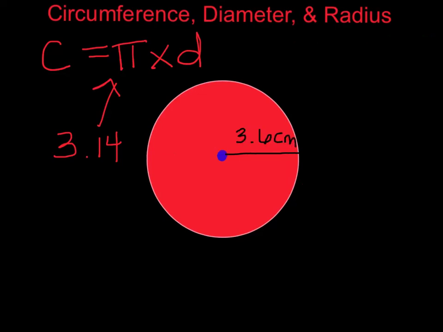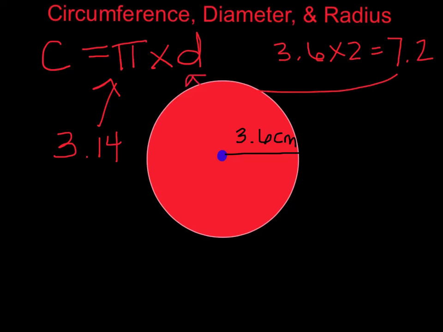Now let's try another problem where I'm given only the radius and I have to find the circumference. Our formula says that circumference equals pi times d, but in this case I don't know what d is. Since I know that a radius is half of a diameter, I am simply going to take 3.6 and multiply it by 2 to find out what my diameter is. When I multiply 3.6 times 2, I find that my answer is 7.2. So my diameter is 7.2 centimeters.